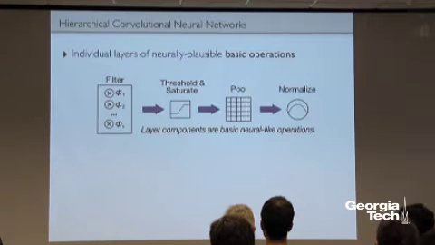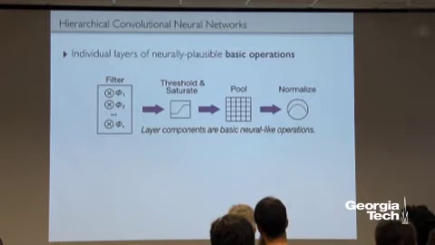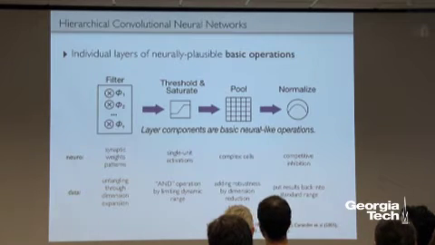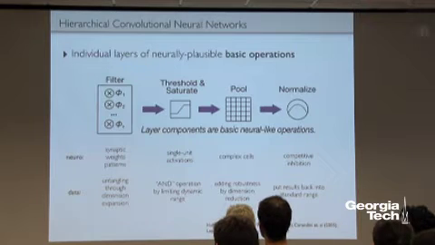So just briefly, I'm sure many people here are familiar with them. These are multi-layer neural networks, and individual layers are made up of neurally plausible basic operations like filtering, thresholding, pooling, normalization, et cetera, each of which has a neuroscience interpretation and a data science interpretation. So you can think of these as being useful for various reasons. I'm not going to go into the details of all of this.